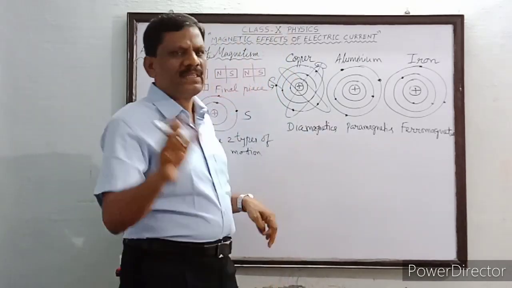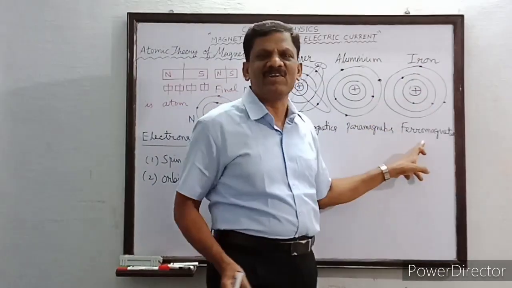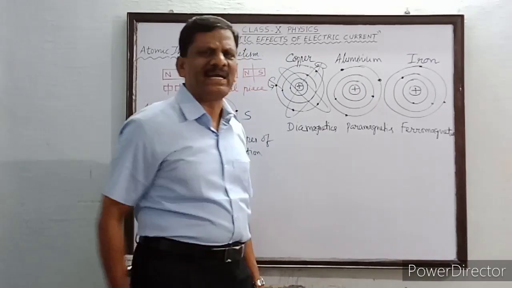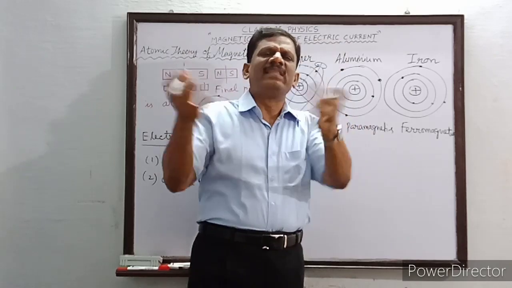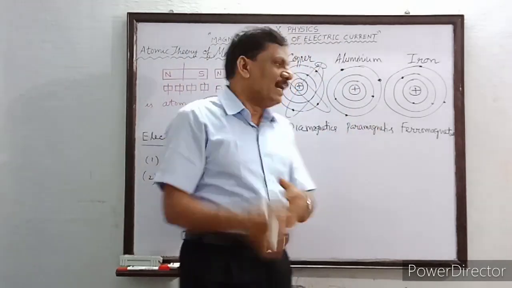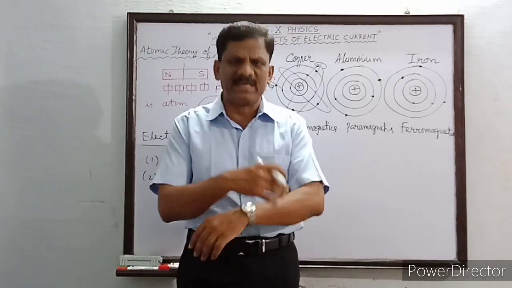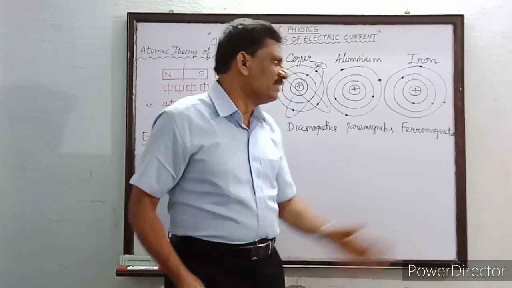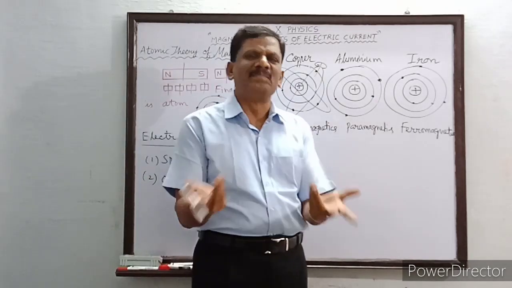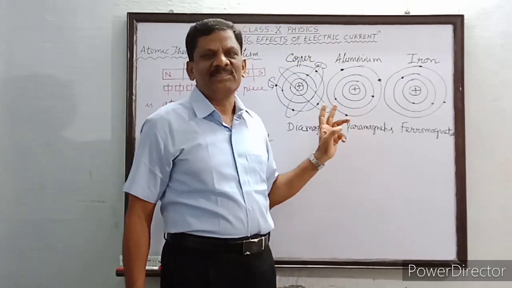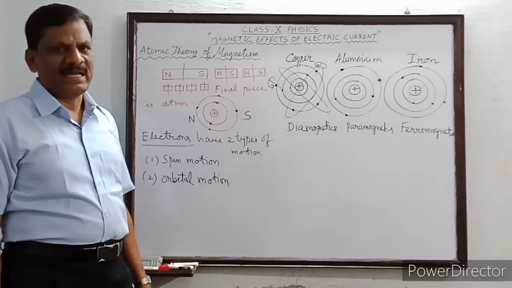You must know that copper is diamagnetic, aluminium is called paramagnetic, and iron is called ferromagnetic, which can be strongly magnetized. In ferromagnetic substances, the magnetic moments of all the individual electrons get added up. In the case of copper or diamagnetic substances, if you add the magnetic moments of all the electrons, it becomes zero. So this is maximum in ferromagnetics and zero in diamagnetics. The intermediate is paramagnetics. Students, now you must have understood the atomic theory of magnetism.